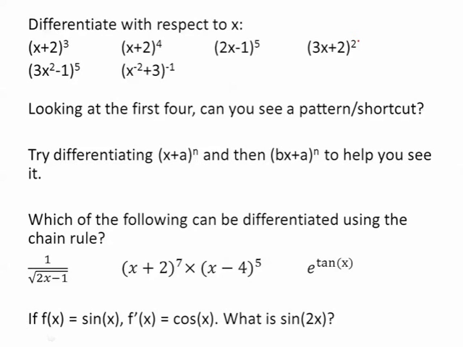Now these next 2 questions you may well struggle with. I'd like to know which of these 3 functions, one over the square root of 2x minus 1, (x plus 2) to the power of 7 times (x minus 4) to the 5, and e to the tan of x, which of these are chain rule situations? They are not all chain rule situations. And if you think they are, have a go at differentiating them.